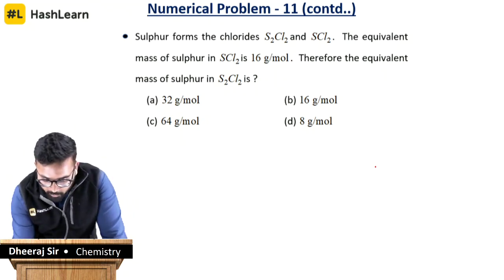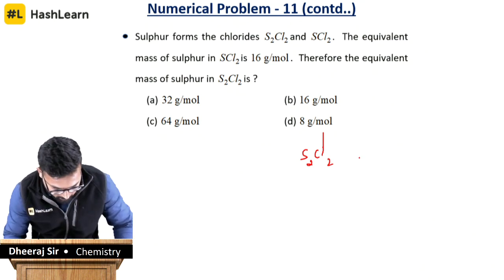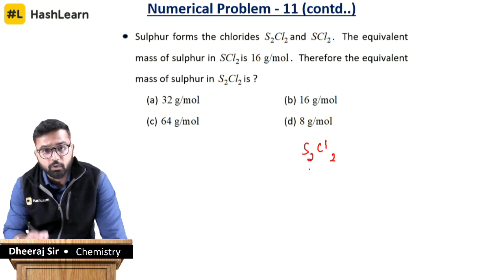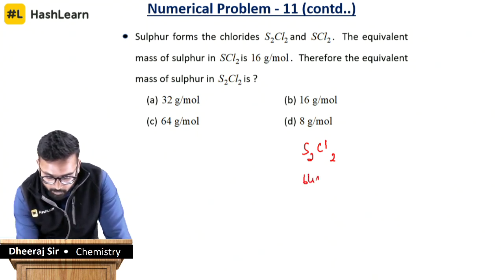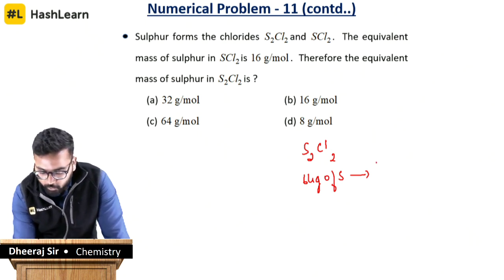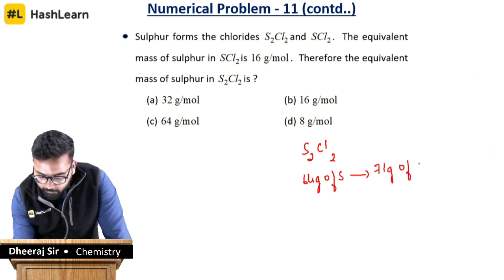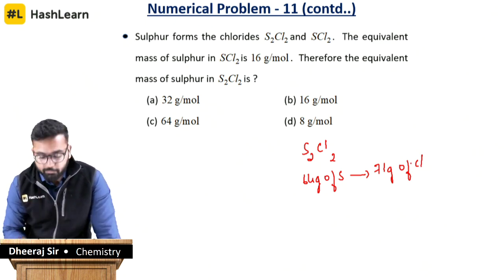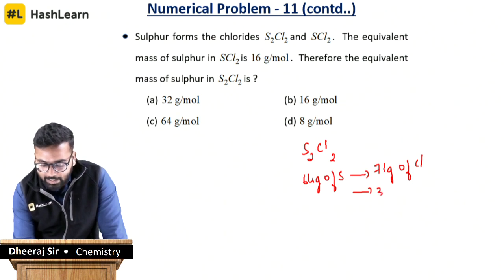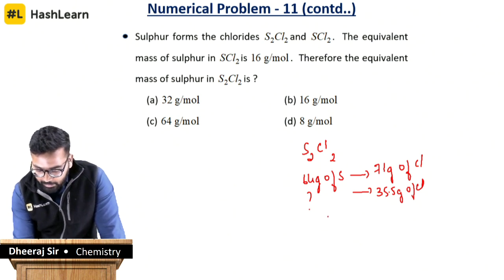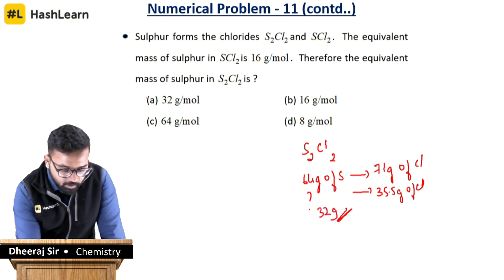If you look at this compound S2Cl2, you can quickly tell that there are 2 moles of sulfur. Sulfur is 32 grams, 32 into 2, 64. So 64 grams of sulfur is reacting with chlorine, which is 35.5 into 2, 71 grams of chlorine. As per the definition, equivalent weight is that weight which will react with 35.5 grams of chlorine. If I cross multiply, I will arrive at 32 grams. Therefore, 32 grams is the answer.